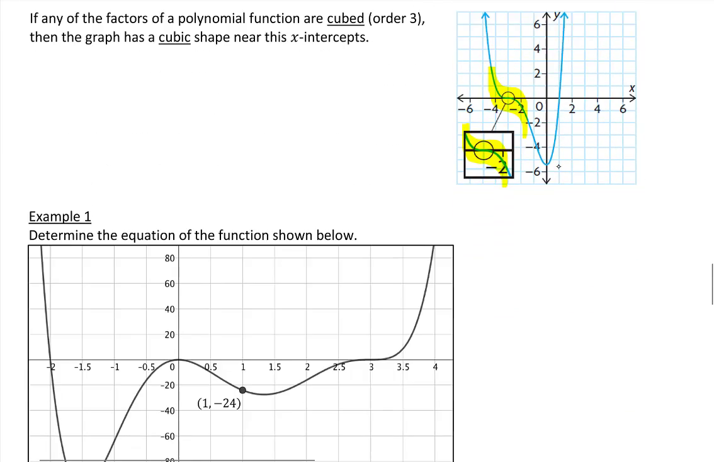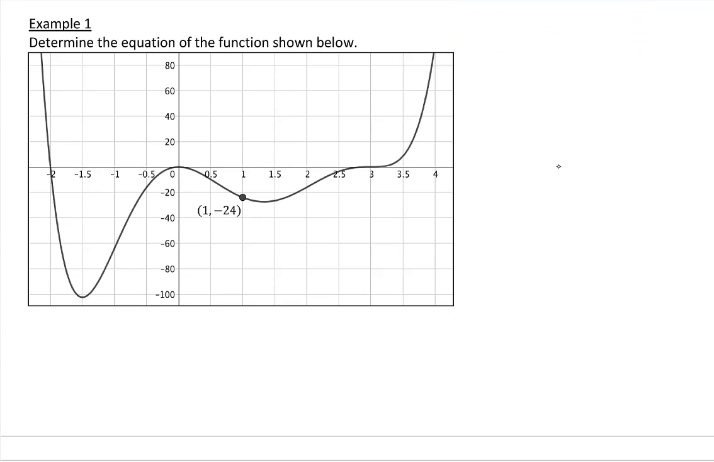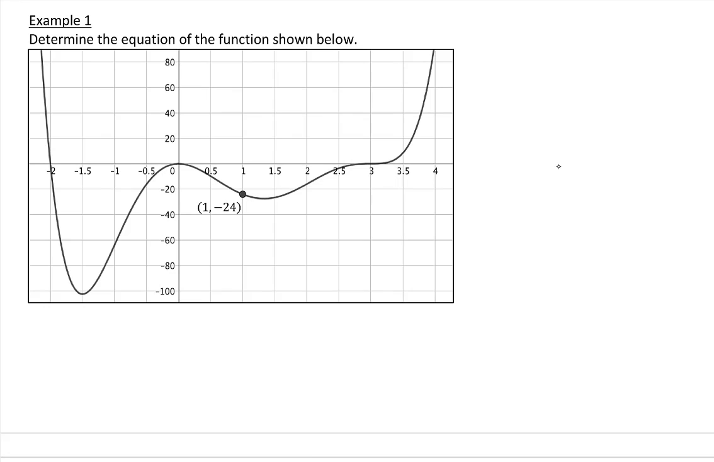So let's look at how we can use that information. Example 1: determine the equation of the function shown below. Well, first of all, we need our zeros. Starting with this one, we see we have an order of 1, since the curve looks linear as it passes through that 0. The next one, of course, is of order 2 because it looks like a parabola at that 0. And the final one here is of order 3 because it looks like a cubic function as it passes through that 0.